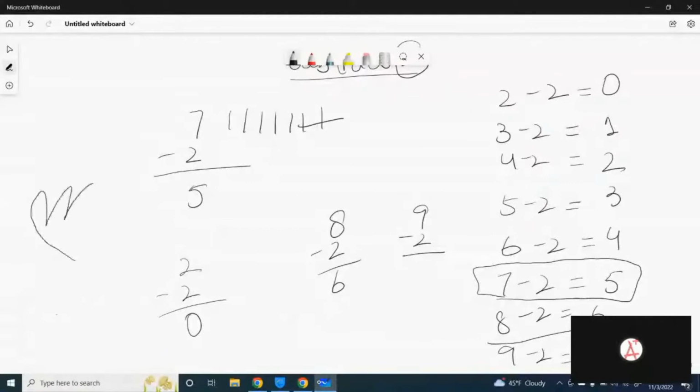Here are your fingers. I'm not good with drawing. So 1, 2, 3, 4, 5, and then 6, 7, 8, and 9. Just take away 2 of them and count how many lines you are left with. 5, 6, 7. That means 9 take away 2 is 7.